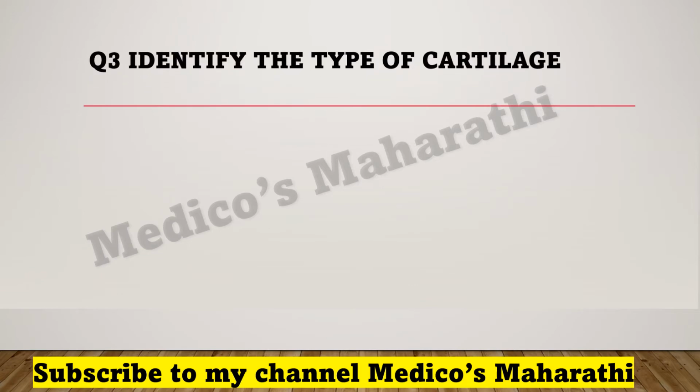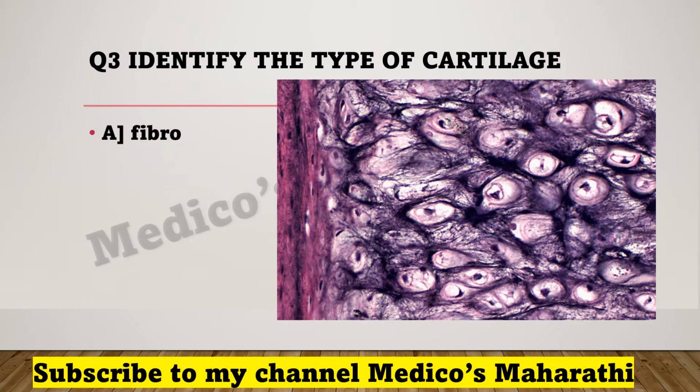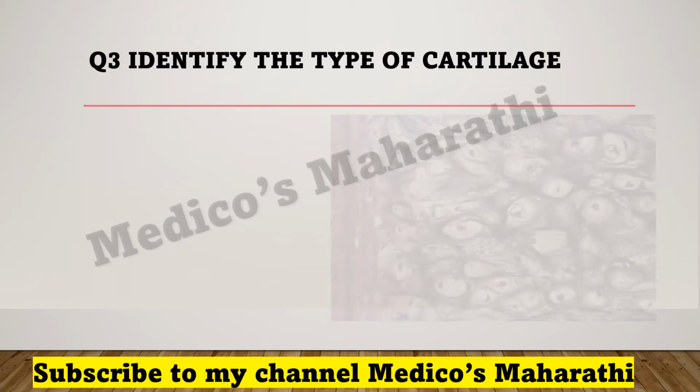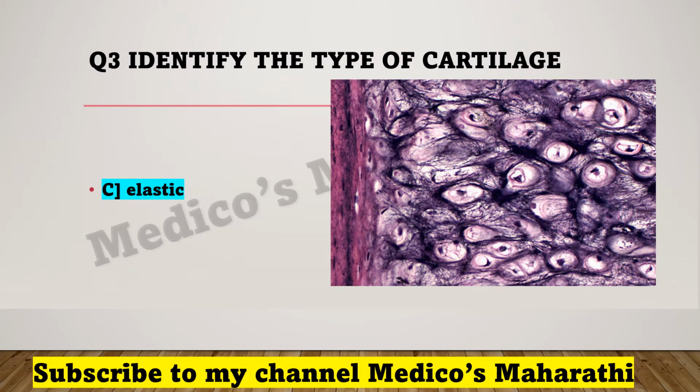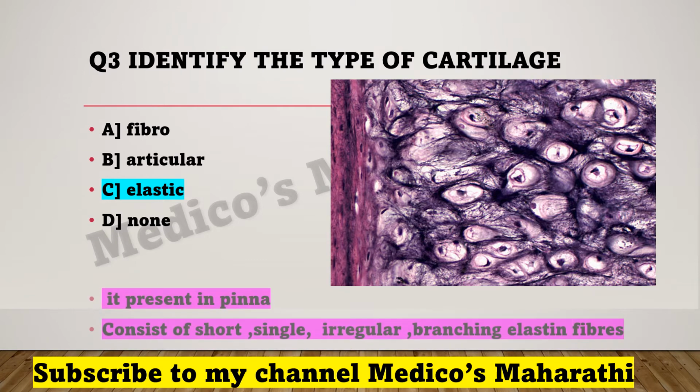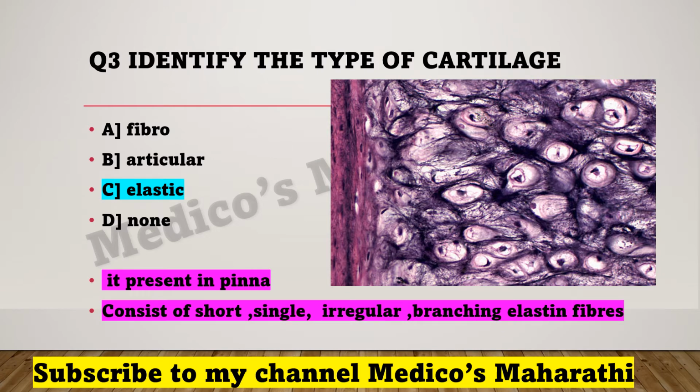Identify the type of cartilage. So you can see here option A fibrocartilage, articular cartilage, elastic cartilage, none of the above. So my dear friends, the correct choice for the question is elastic cartilage. Correct choice क्या है? Elastic cartilage. Let's see some points for elastic cartilage. First thing, it is present in ear pinna. Present का है ear pinna में, and it consists of short single irregular branching elastin fibers. Here you can see the irregular branchings of the elastin fibers.